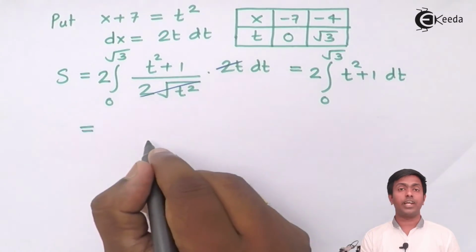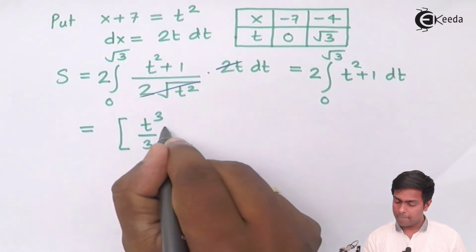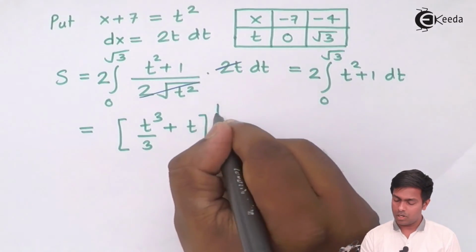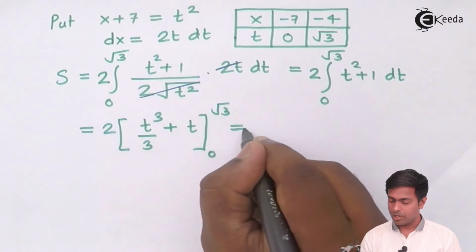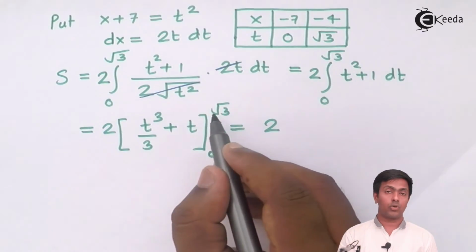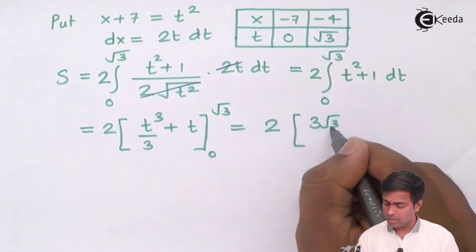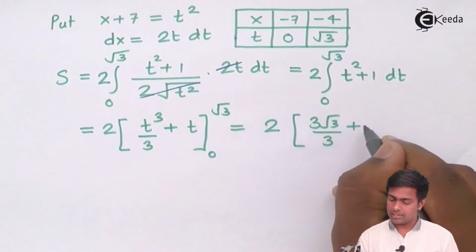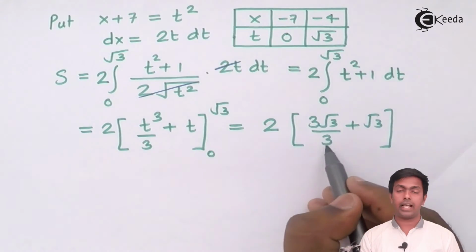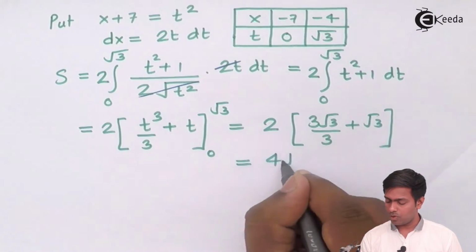Now let's find out the integration of this. So integration of t square is t cube by 3 plus t, that is integration of 1, from 0 to under root 3, and 2 outside. So here we'll get 2 as it is, root 3 cube. Now that will be root 3 into root 3 into root 3, which is 3 root 3. So 3 root 3 upon 3 plus root 3. When I'll put 0, we'll get 0. So 3 and 3 cancel, we'll get root 3 plus root 3, which is 2 root 3, and final answer will be 4 root 3.